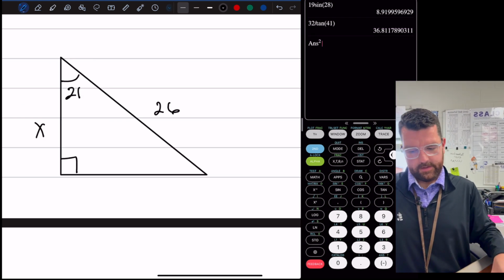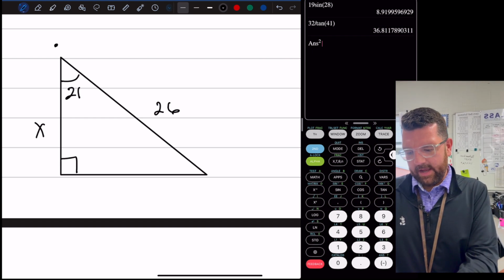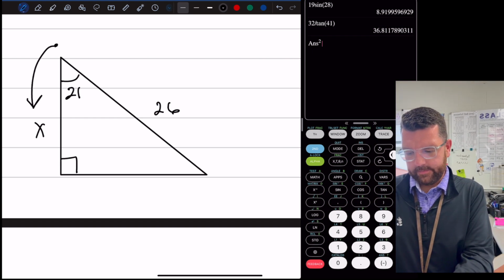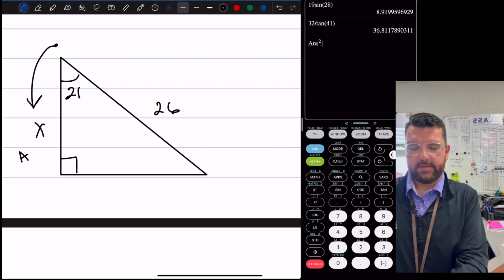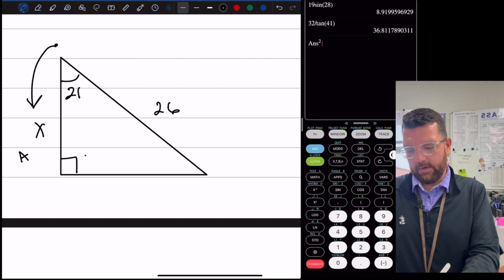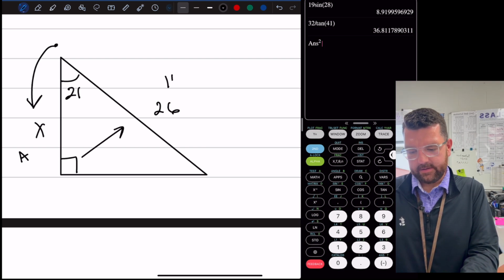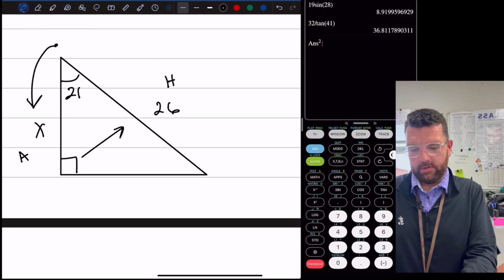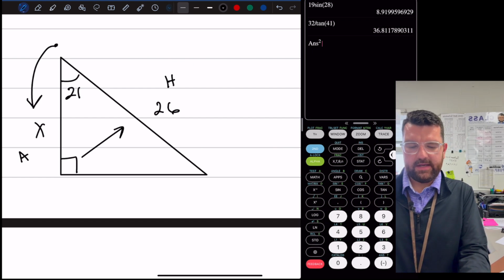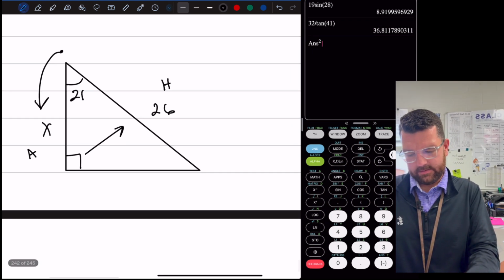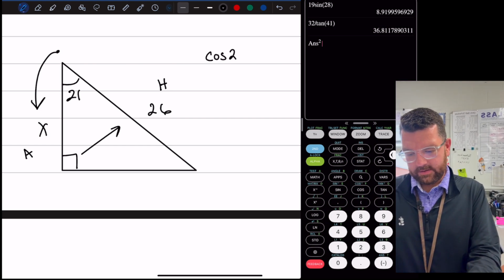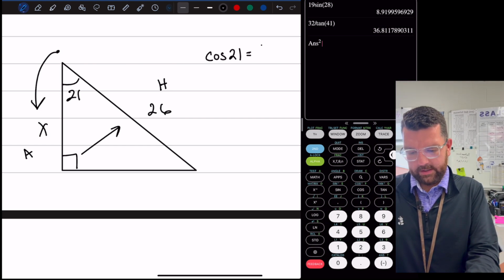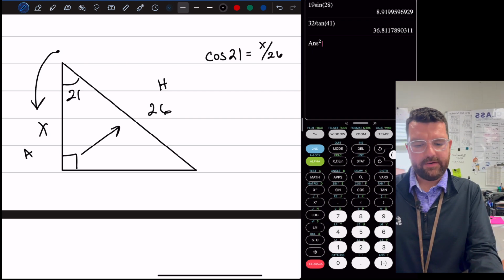They gave us the angle 21 degrees. What side did I just point that arrow to? Thank you, the adjacent. What other side did they give me? The hypotenuse. Good job. What function uses the adjacent and the hypotenuse? Cosine. So the cosine of 21 is equal to the adjacent over the hypotenuse.